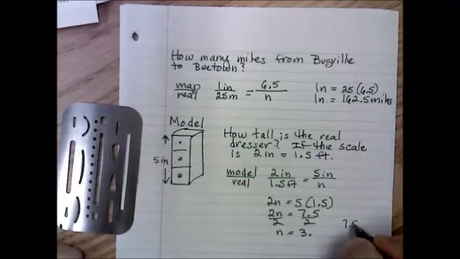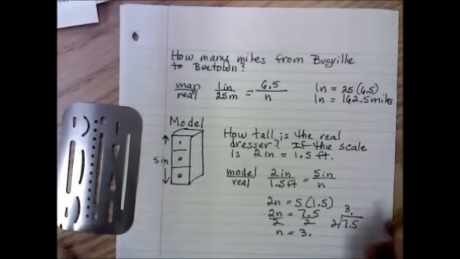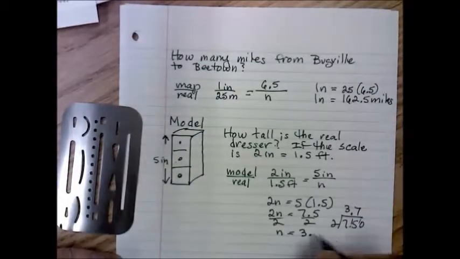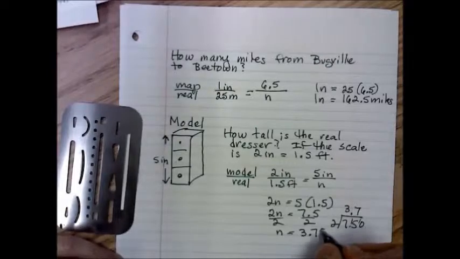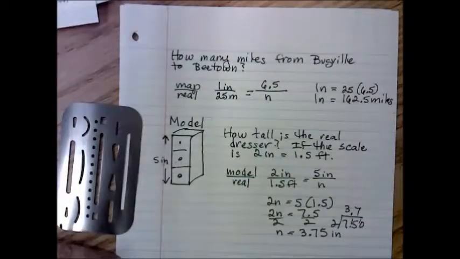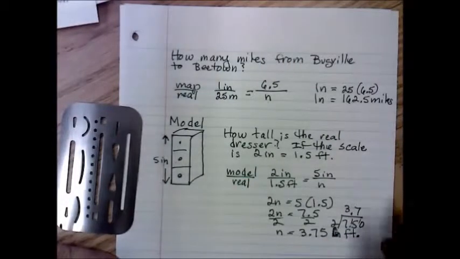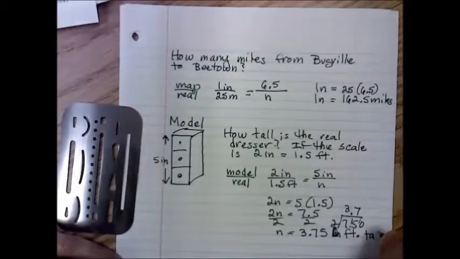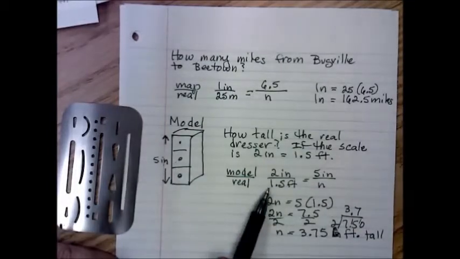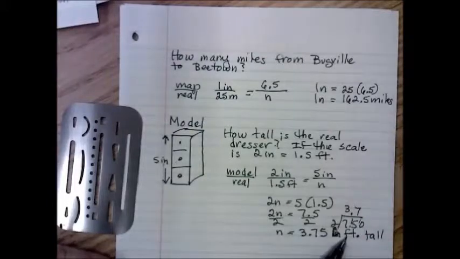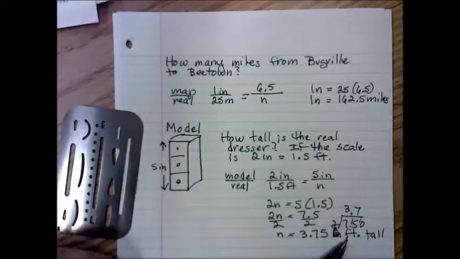Let's see, 7.5 divided by 2, go 3, carry the 1, that would be 7, and that goes exactly 5. So 3.75, not inches, sorry about that. That would be 3.75 feet tall, okay? Because our measurement for the real thing is always in feet, so we have to make sure that that is also in feet. All right.